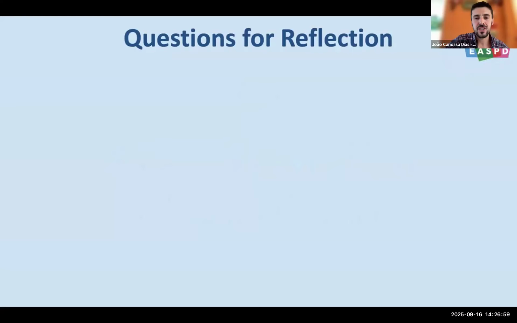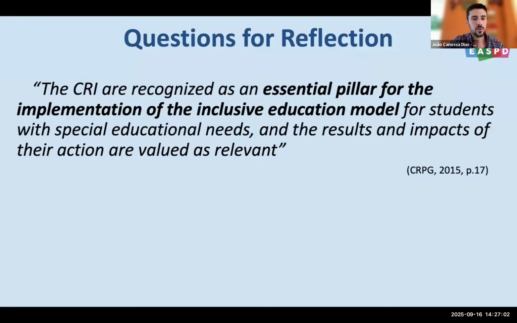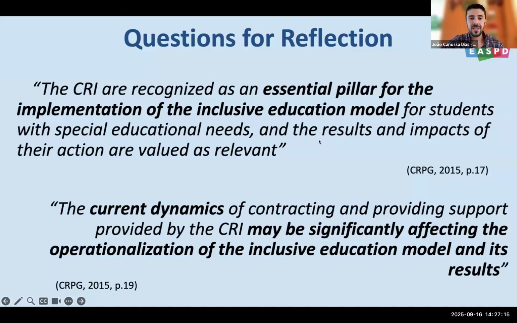And to finish, the Center of Resources for Inclusion was evaluated as a national intervention in 2015, 10 years ago. It's supposed to be an essential pillar for the implementation of the inclusive education model in Portugal. However, the way it's funded may be significantly affecting the operationalization of the inclusive education model. So we have an evaluation from our government. It's really important, but still, we lack resources, we lack funding, and we lack evaluation.